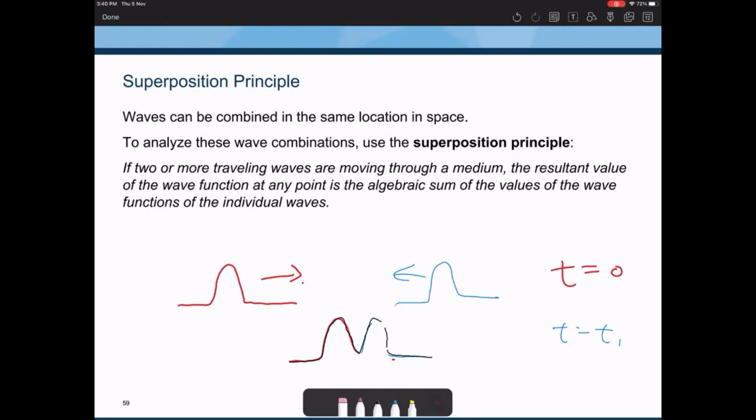So for example, at a certain time, the displacement due to the wave traveling from left to right is x1. And at the same time, it would be x2. Then when they meet together, the resultant would just be the sum of the individual amplitudes.